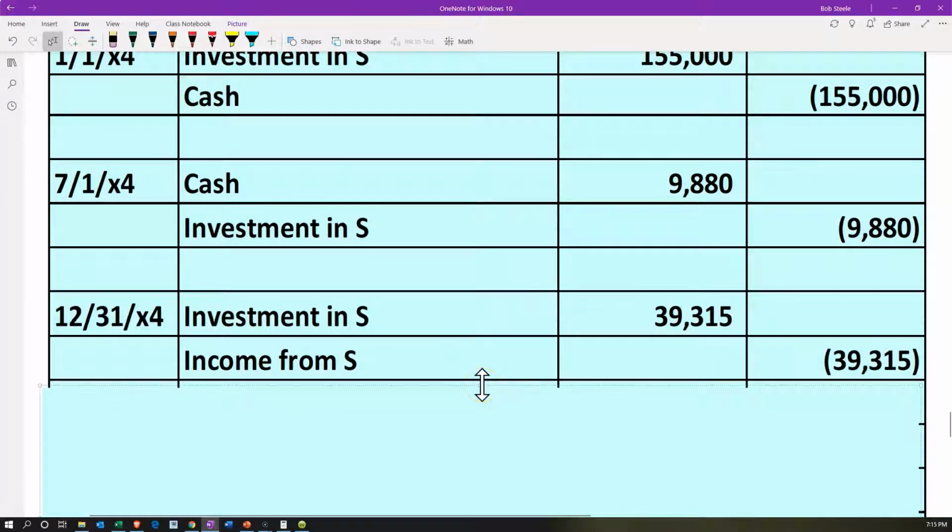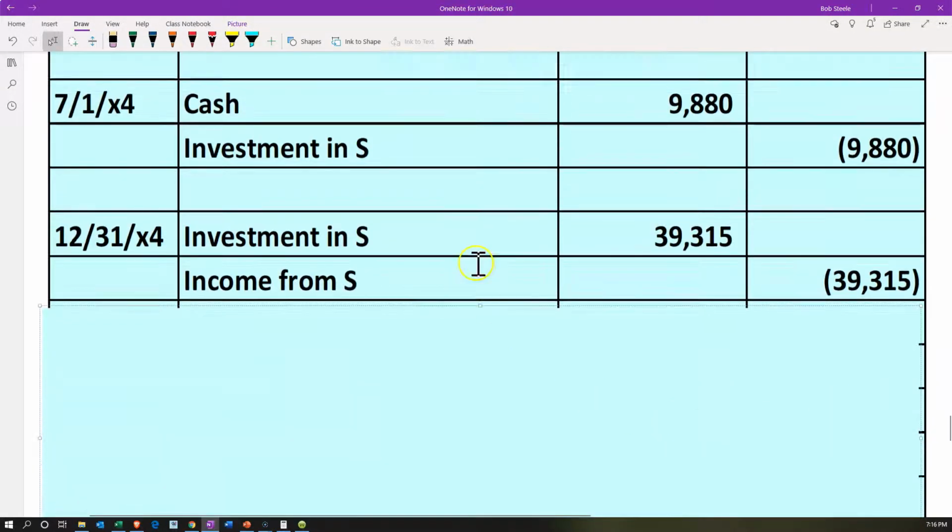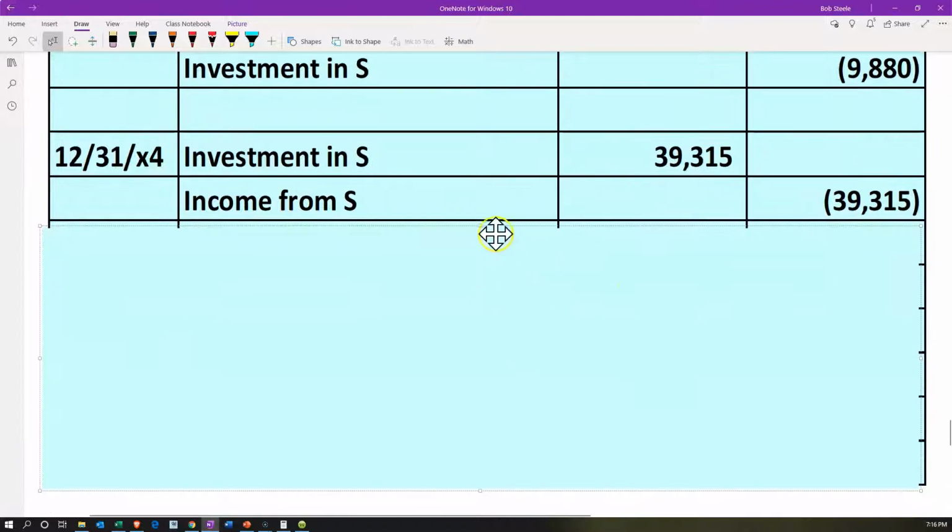Next, we typically take in the equity method the net income, our portion of the net income. We own 100% at this point. So we've got the 39,315. That includes the remeasurement now. So this is the remeasurement loss. So the 153,000 minus the 7,875 minus the 24,800 minus the 9,360 minus the 1,450 is the 39,315, which we would now include here. So the investment then going up by the 39,315 and income from S going up by the 39,315.